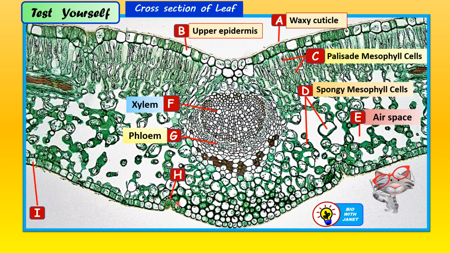Now what is H? H is quite special. It's actually a stoma with the guard cells surrounding it, and it is found a bit inside this depression here, hidden away from the wind and the atmosphere. So these are called sunken stomata, to prevent excessive water loss, because they are not exposed directly to the wind, so the diffusion of water out through the stoma will be reduced, right? So the sunken stomata reduce the rate of transpiration. So these are stoma surrounded by guard cells. Now I is the lower epidermis, all right?